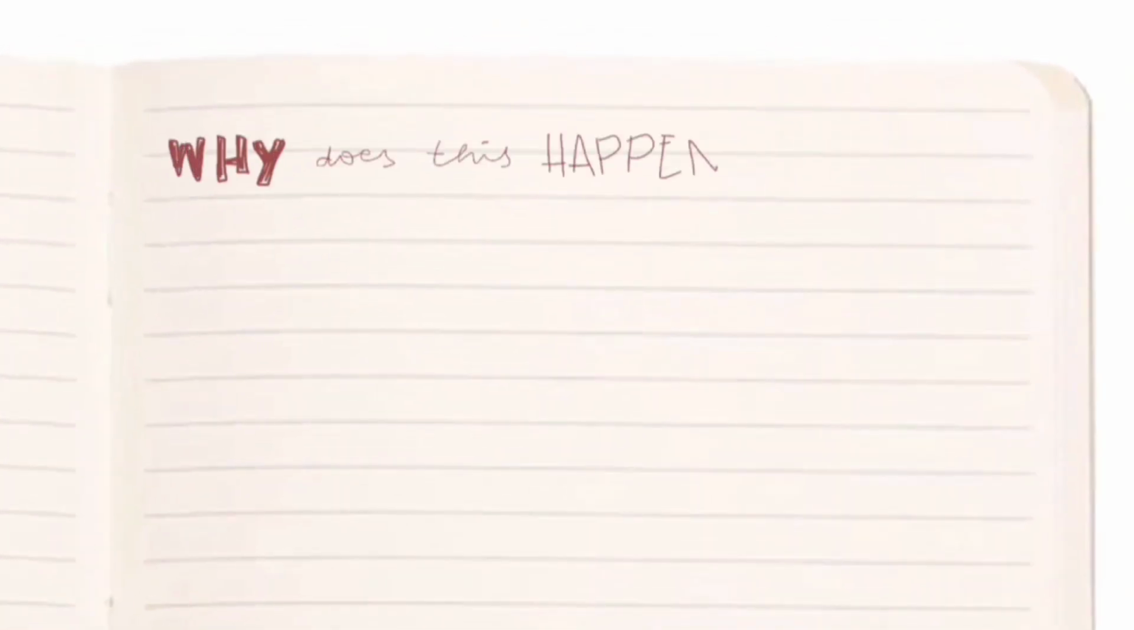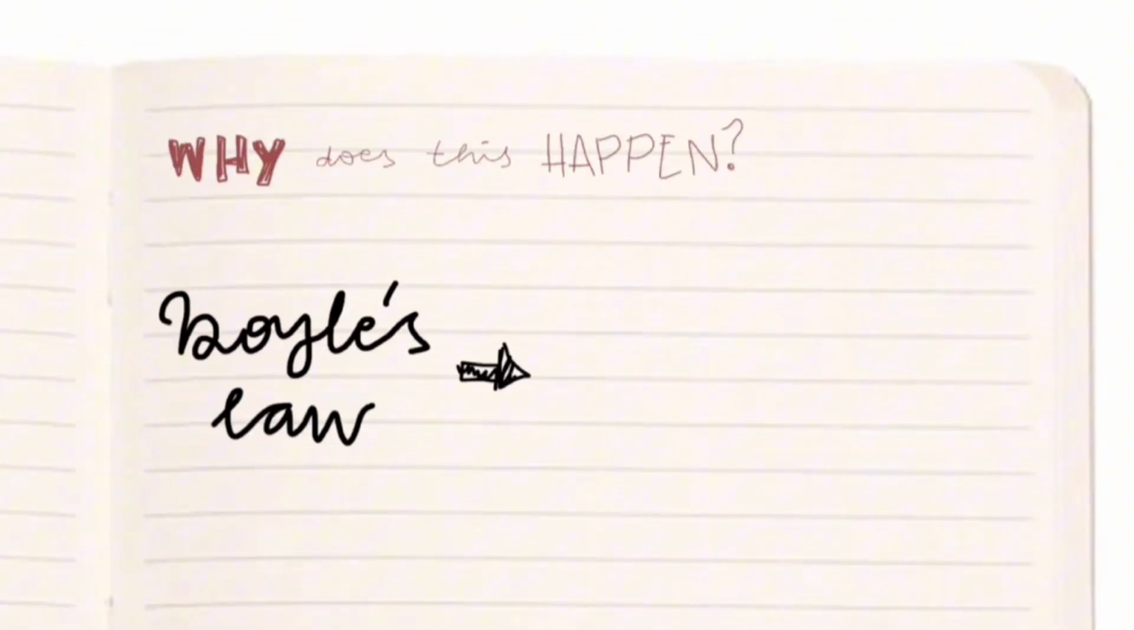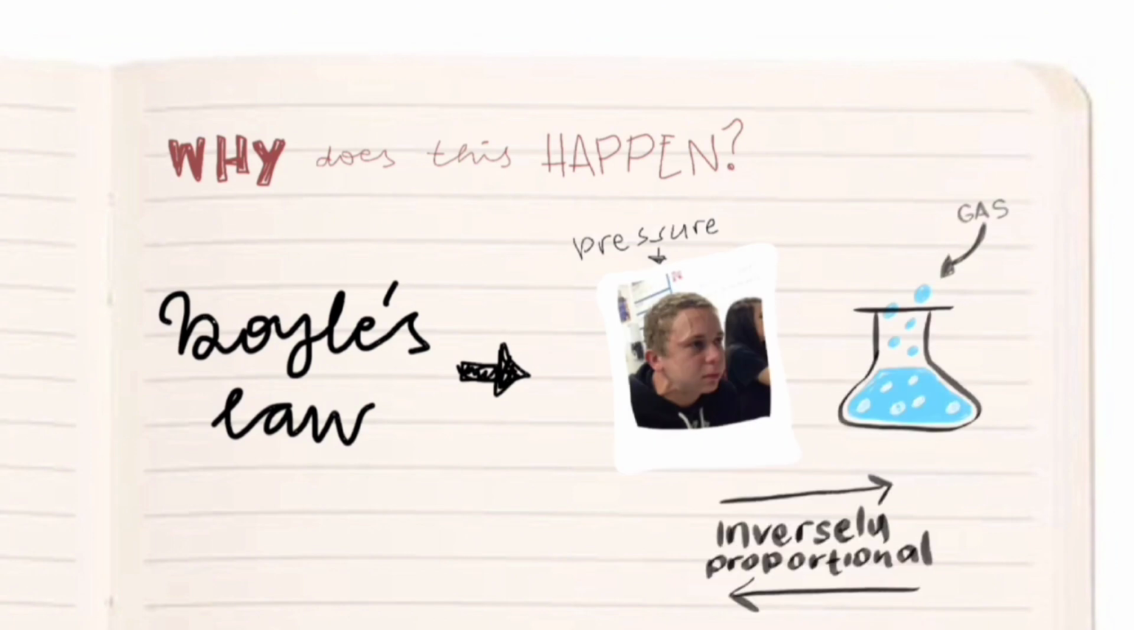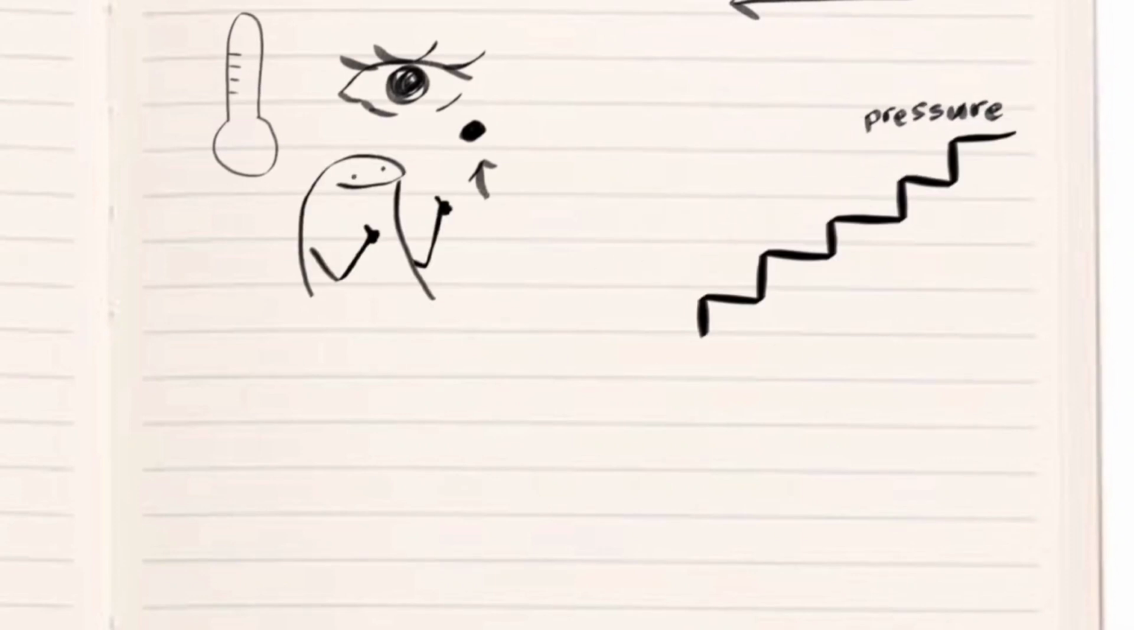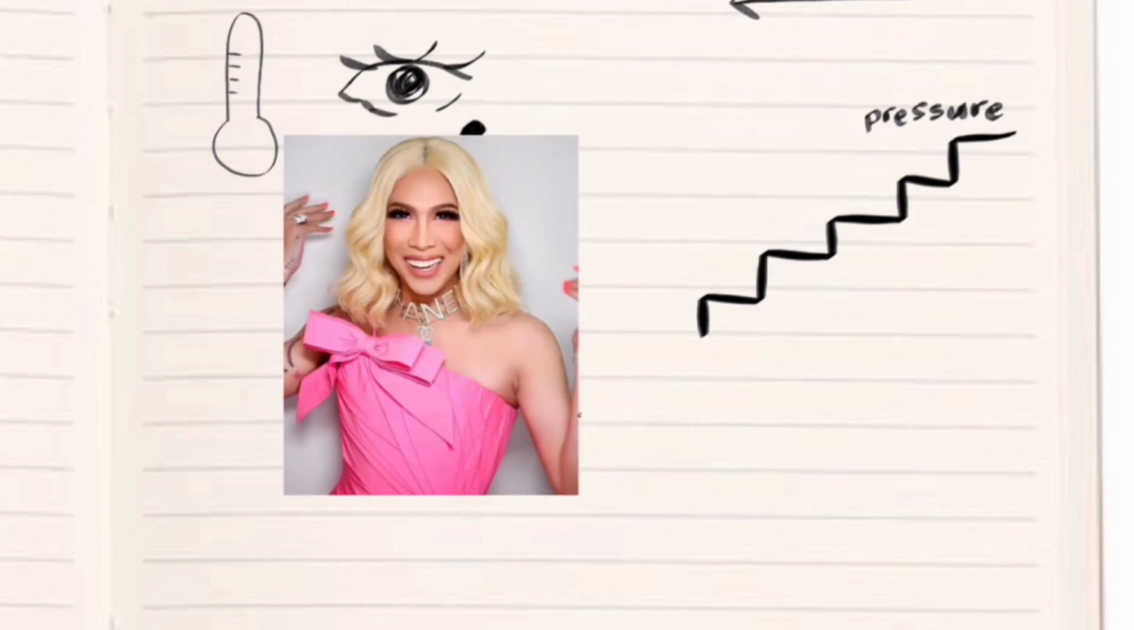Why does this happen? Boyle's law states that the pressure of gas is inversely proportional to its volume as long as the temperature and moles remain constant. Ibig sabihin kapag tumataas ang pressure, lumiliit yung size ng volume and vice versa.